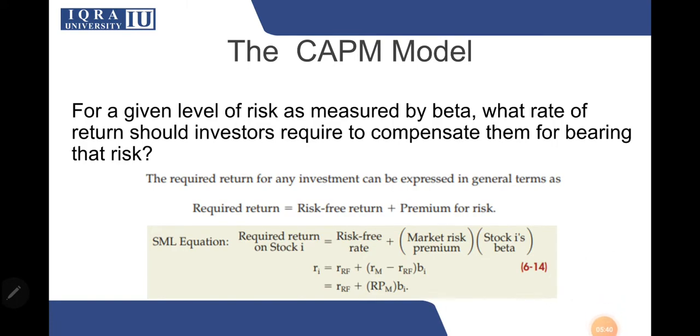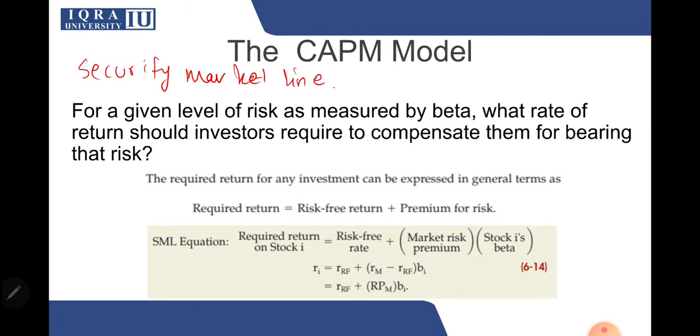So the CAPM model basically answers this question: for a given level of risk as measured by beta, what rate of return should investors require to compensate them for bearing that risk? This is answered by your CAPM model through your SML equation, to be exact. Your SML equation is the security market line equation. Basically, this equation tells you the relationship between risk and return.